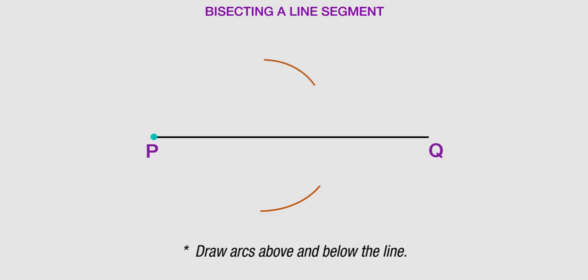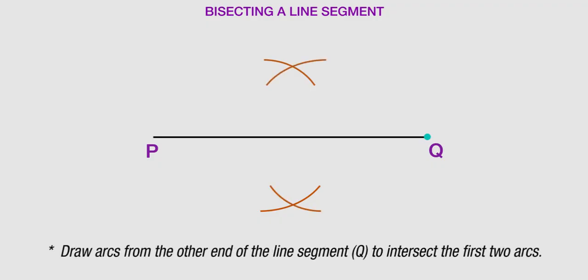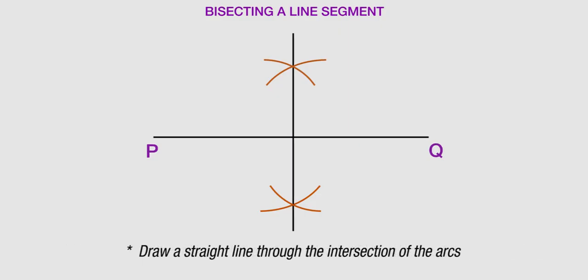Now, keeping the same compass radius, move the compass point to Q. Draw arcs above and below to intersect the ones that you had drawn initially. When we finish with this, we'll place a ruler and then draw a straight line through the points of intersection of the arcs, as you can see on the screen. Once you do this, you have bisected a line segment.